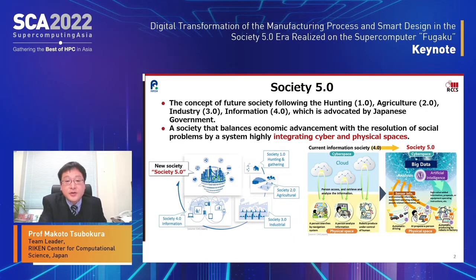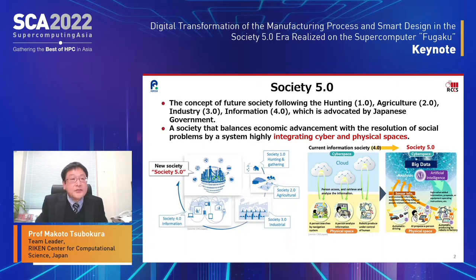To begin with, I'd like to introduce the concept of a future called Society 5.0, following the hunting, agriculture, industry, and information societies. This concept is advocated by the Japanese government as a future society that Japan should aspire to. It is a society balancing economic advancement with the resolution of social problems by a system that highly integrates cyber and physical space. Currently, we are in an information society where we access cloud services or databases in cyberspace via the internet and search for, retrieve, and analyze information or data by ourselves.